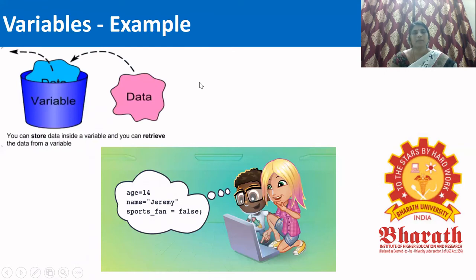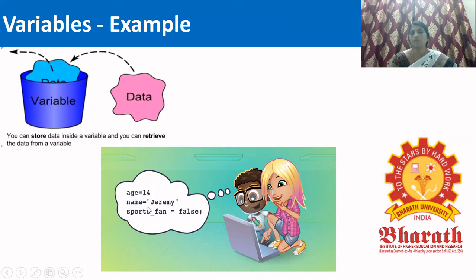Next comes an example of a variable. Say age is equal to 14. So age is a variable and 14 is the data in it. That is denoted by this diagram. You have a variable, a container, the data is stored in the variable and the data can be retrieved from the variable. So you can store data inside a variable and you can retrieve data from a variable. So you have this 14. 14 is an integer number stored in age.